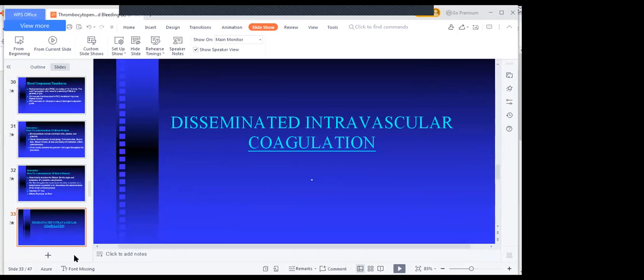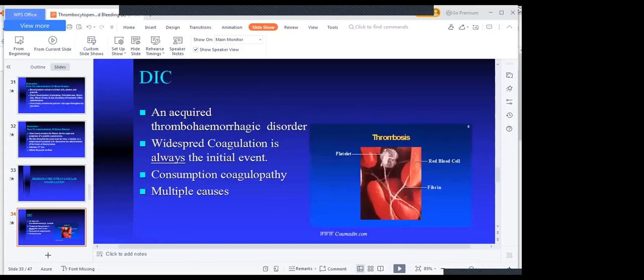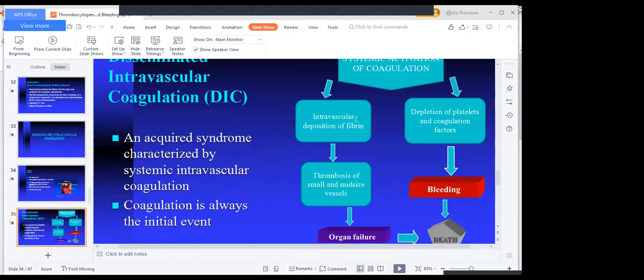Before coming to the thrombocytopenia in DIC, I would like to mention that in general cases of DIC, infection and tissue damage are the main causes in the post BMT patient. Disseminated intravascular coagulation is an acquired hemorrhagic disorder where widespread coagulation is always the initial event. Consumption coagulopathy, and there are multiple causes.